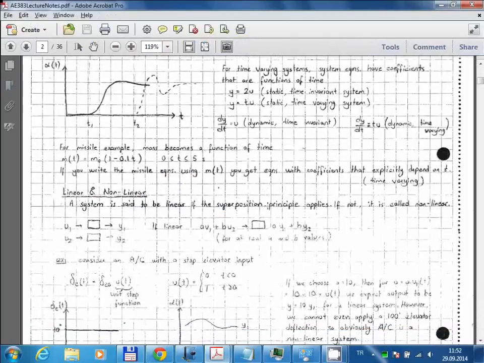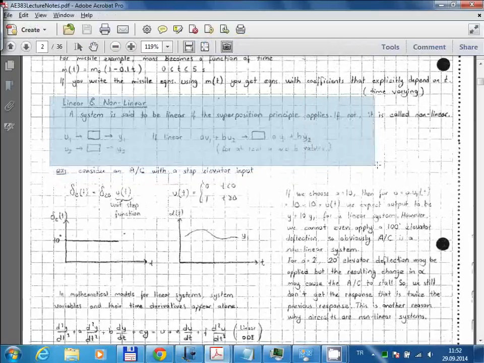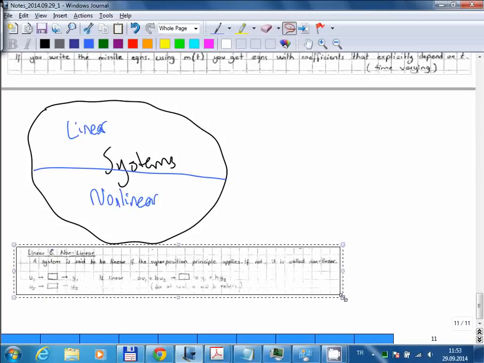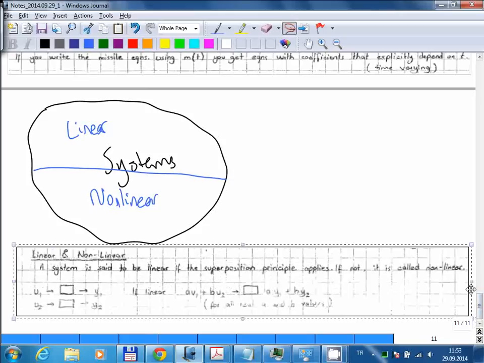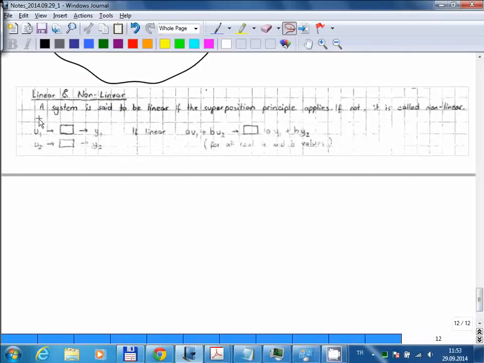So let me copy the definition from here. Linear systems have one very important property, which is the superposition principle. A system is said to be linear if the superposition principle holds. If not, that means you have a nonlinear system. You must have heard about the superposition principle. Suppose that you have a system, you give an input signal U1, and that gives an output Y1. Another input U2 gives the output Y2.